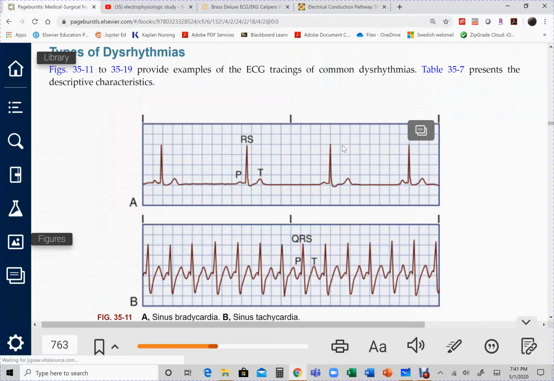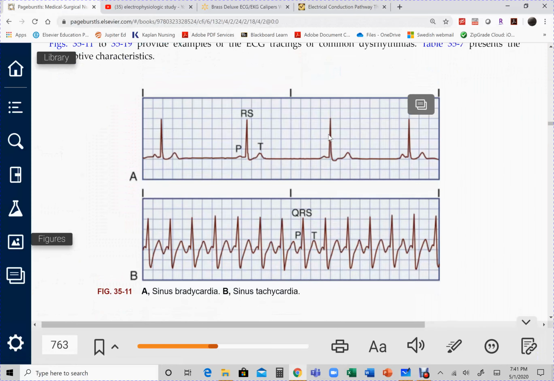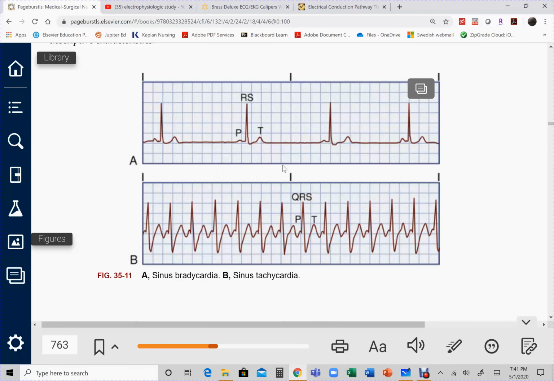So let's put our counting the heart rate skills to the test. Here we have a 6-second strip. This one's pretty easy. This is a PQRST, PQRST, PQRST, PQRST. So we simply count them: 1, 2, 3, 4 times 10. This is 40.